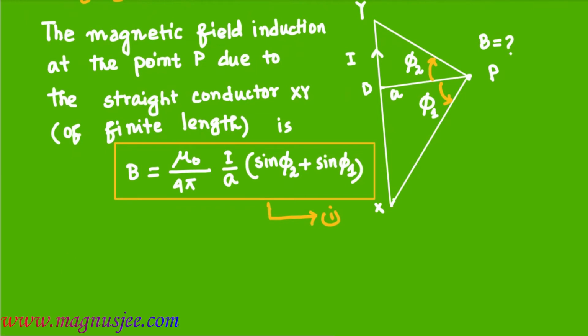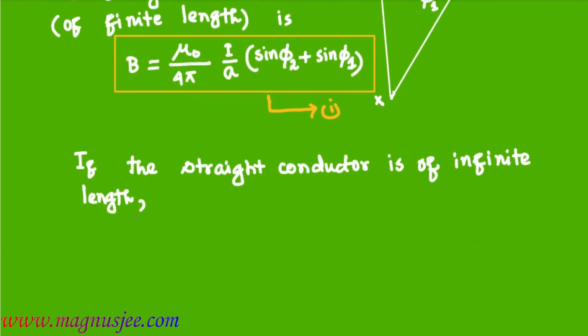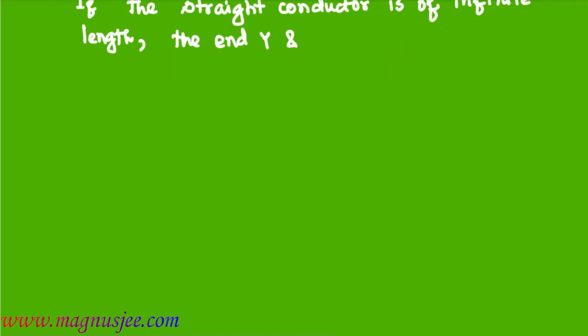If the straight conductor XY is of infinite length, means the straight conductor is very long, the ends Y and X will be at infinity. So we can draw the diagram.